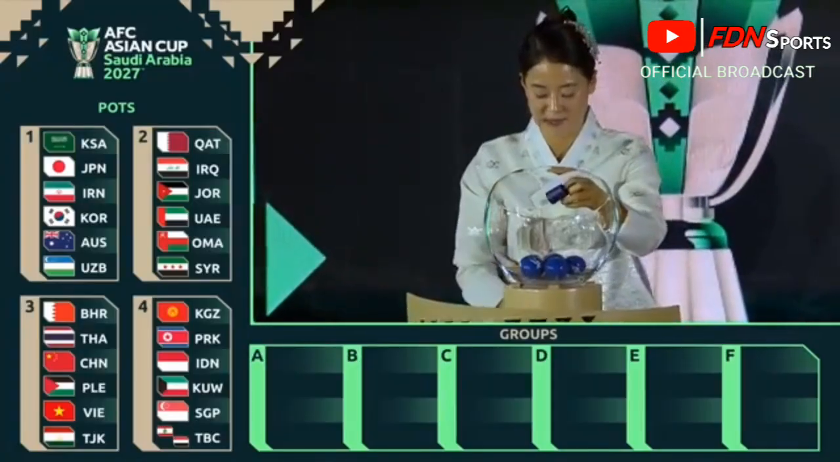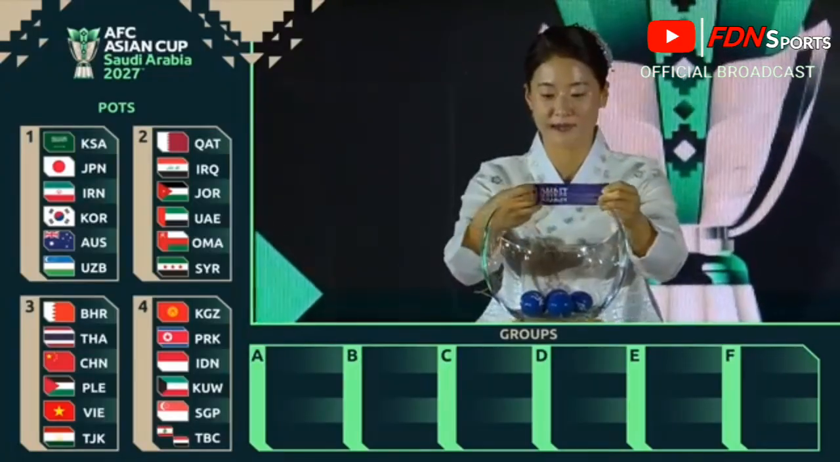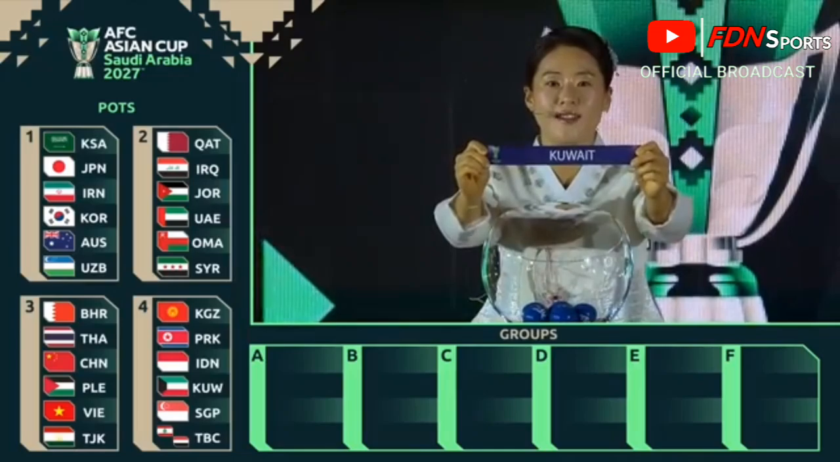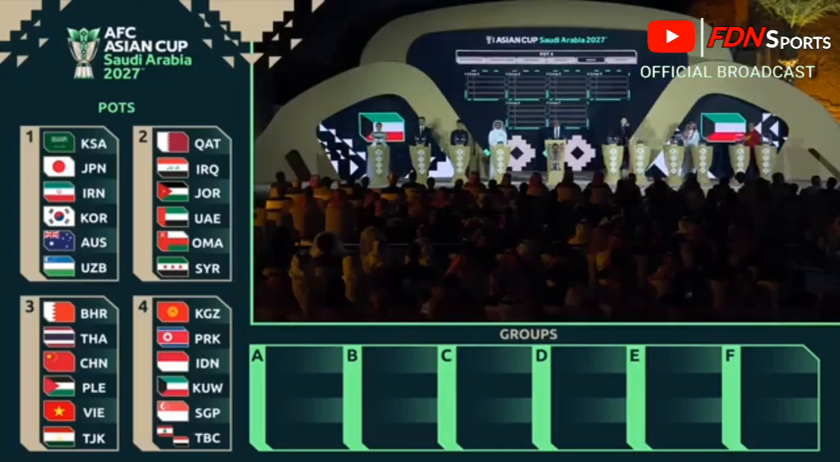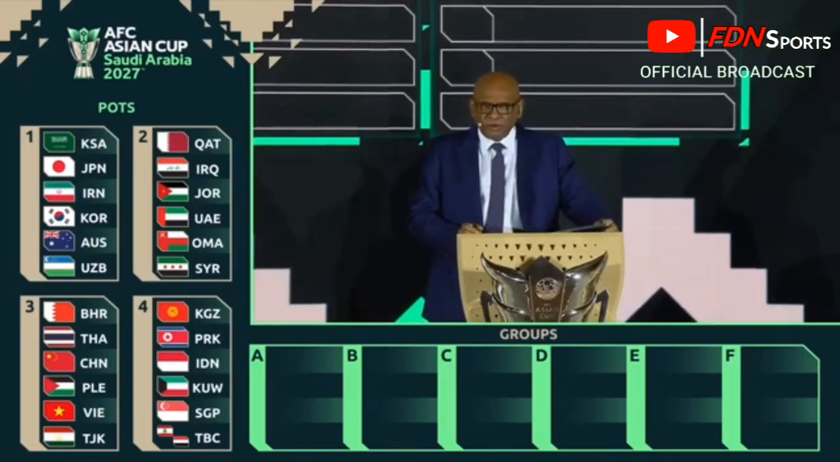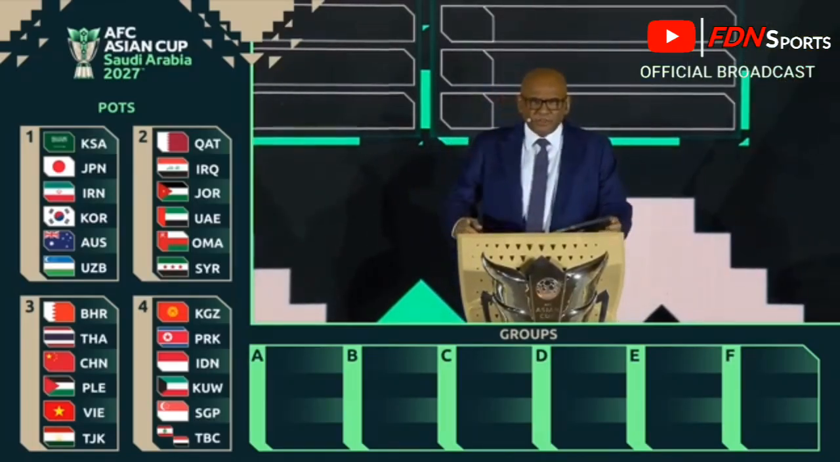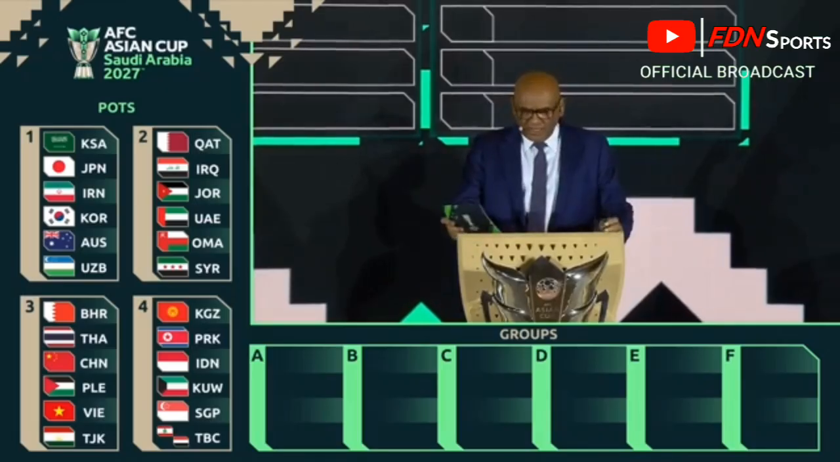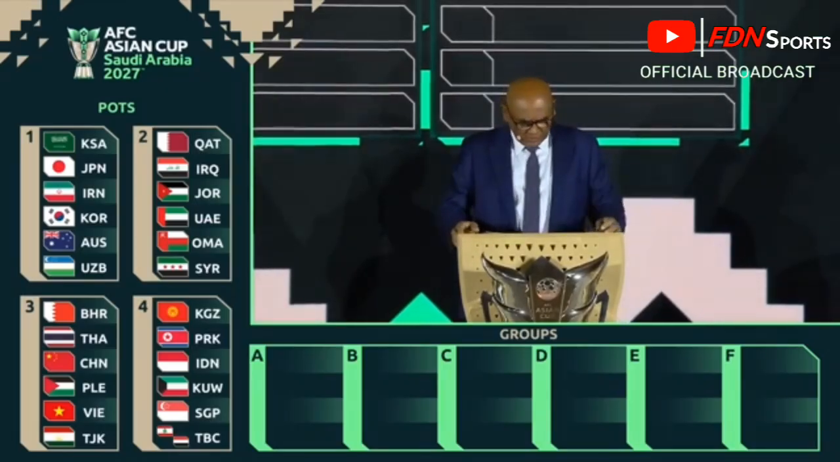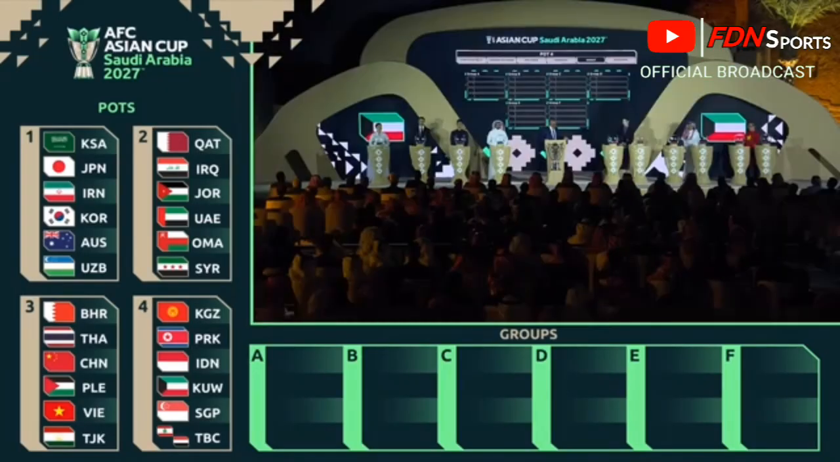Kuwait. 11th appearance and first since 2015, achieved their only title in 1980 on home soil, aiming to reach the knockout stage for the first time since 2000. Kuwait. So let's look at the position for Kuwait.